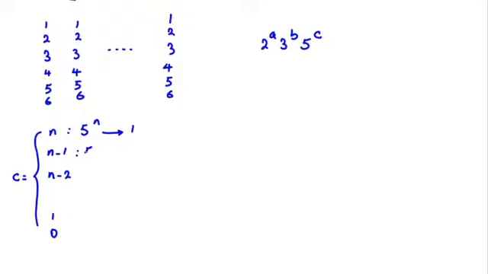Then when the power is n minus 1, 5 to the n minus 1 times something, you have one die roll. Next one, 5 to the n minus 2, two rolls. Here 5 to the 1, you have n minus 1 rolls that are not 5. And here 5 to the 0, you have n rolls that are not 5.